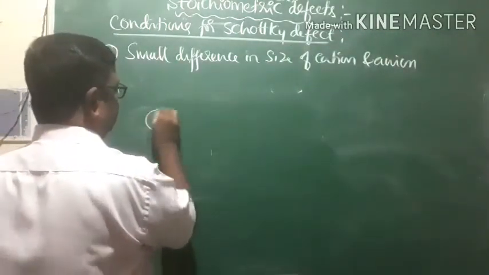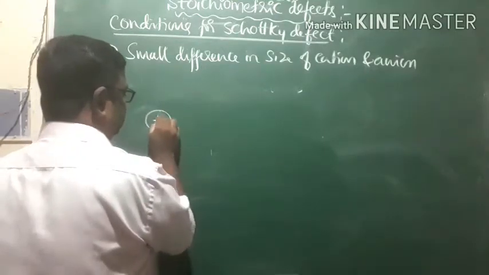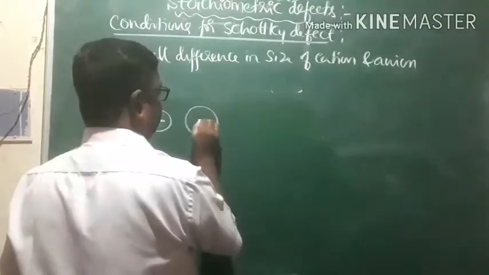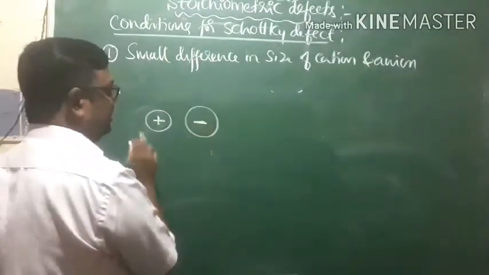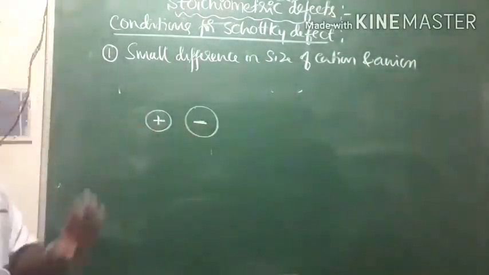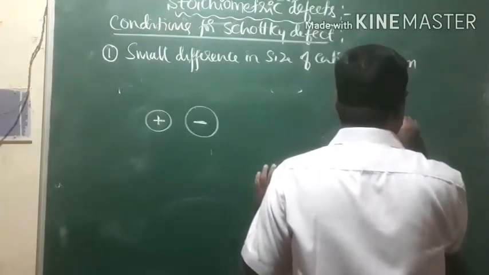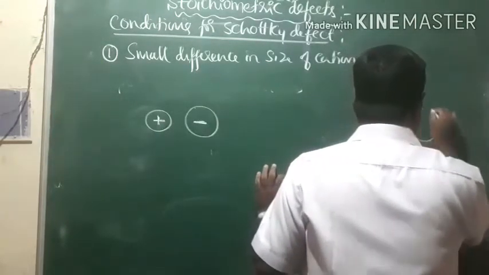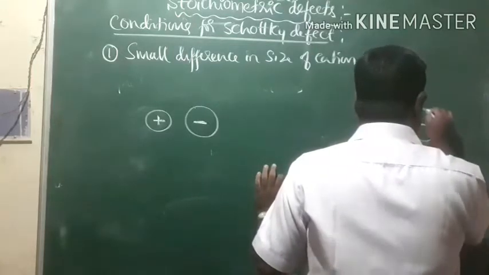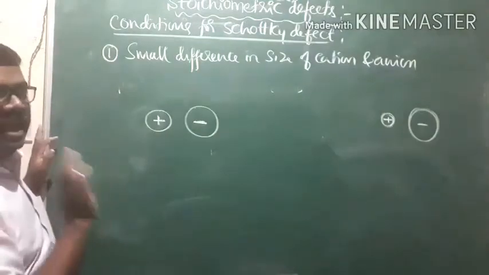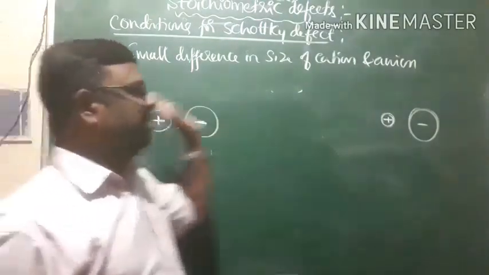Just imagine this is a cation, and this will be an anion. The cation is smaller than the anion, right? Now imagine one more case, where the cation is very, very small and the anion is this. Look at the difference here. In both cases, the cation is smaller than the anion.